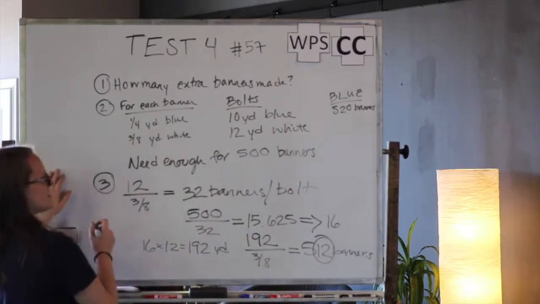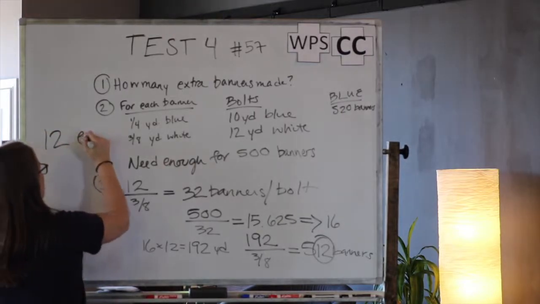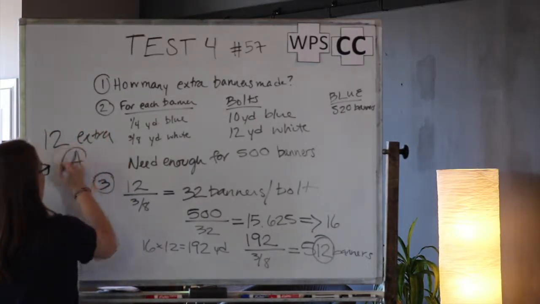So let's put this over here so it's out of the way. 12 extra is option A.